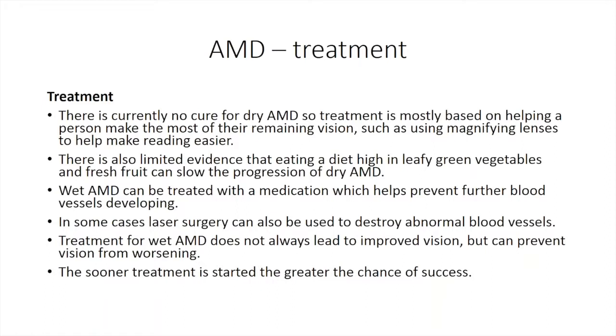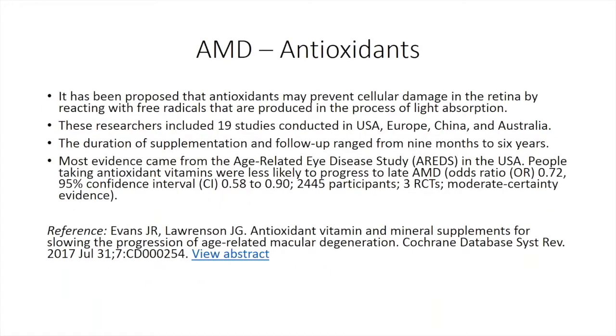This is autoimmunity, but I don't know the situation with regard to these eyesight issues, and I don't know if the incidence of these age-related eye conditions is actually coming down in age either. So just putting that out there. It's been proposed that antioxidants may prevent the cellular damage in the retina by reacting and mopping up these free radicals that are produced in the process of light absorption.